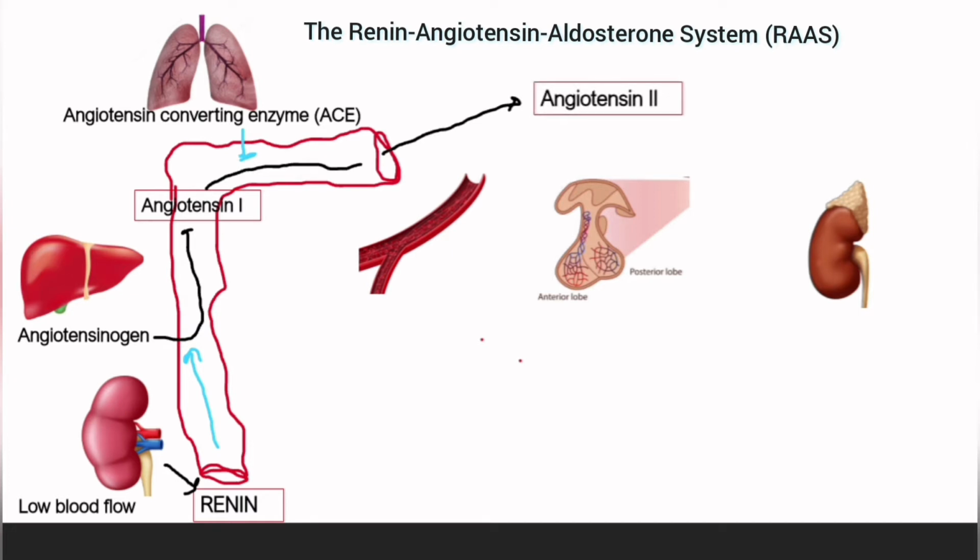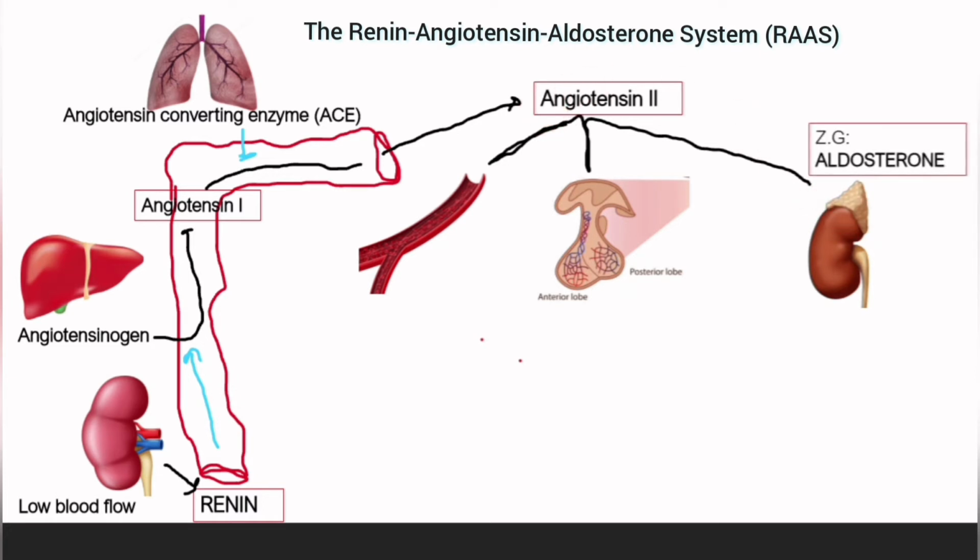Angiotensin 2 is very important because it has effects on blood vessels, on the posterior pituitary, and on the suprarenal gland, not forgetting the kidney. We covered renin, angiotensin, and now aldosterone. The suprarenal gland has layers: the zona glomerulosa, zona fasciculata, and zona reticularis going inside. That's the cortex, and then the medulla.